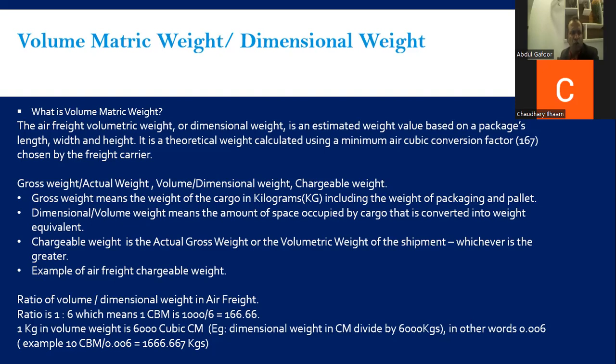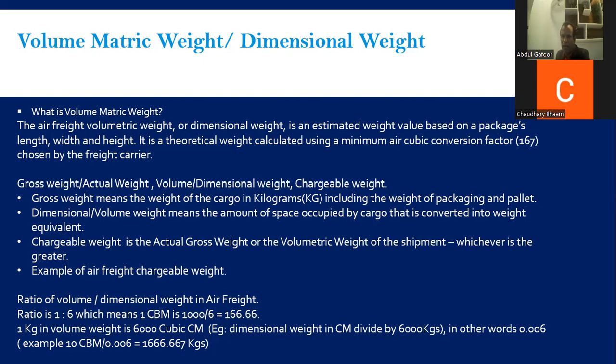Now the main thing here is the volumetric weight and the chargeable weight. Volumetric weight: you know we are calculating the space occupied by the shipment, and we are converting it to kilograms. That is the volumetric weight. So length, width, and height multiplied gives the CBM, normally everywhere, even in ocean freight, air freight, land freight, whichever you are using. How do you calculate the CBM? Multiply length, width, and height.